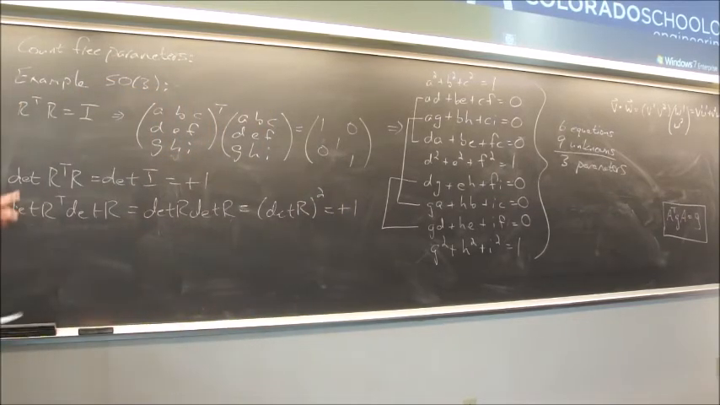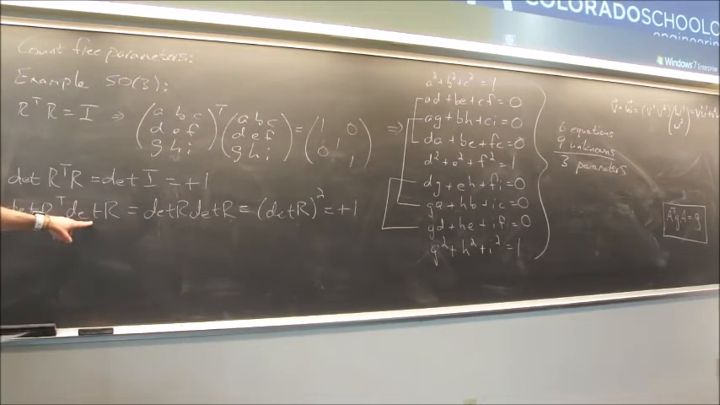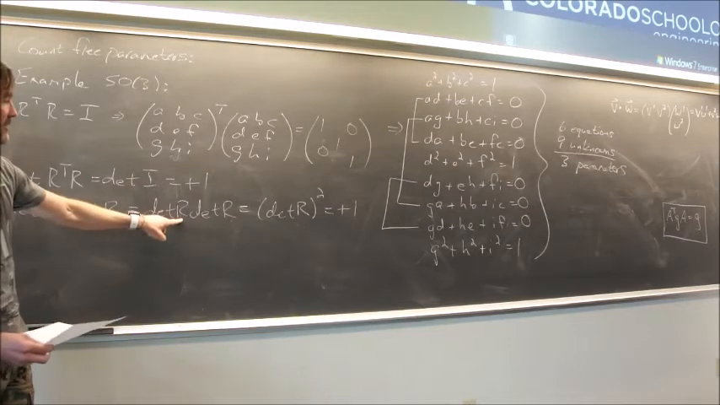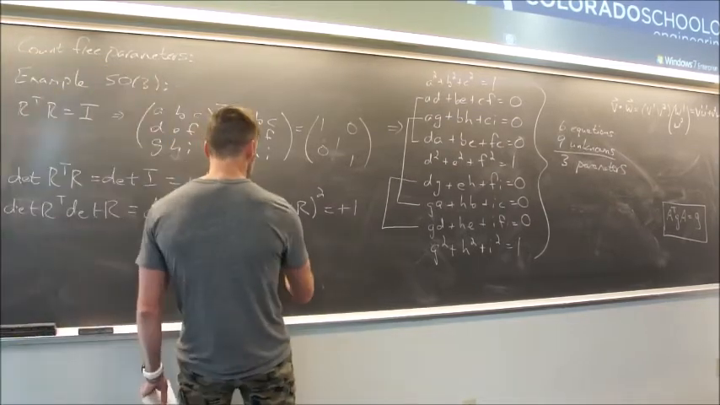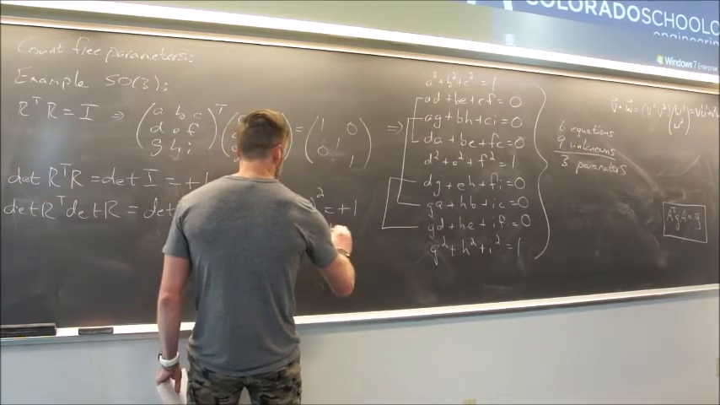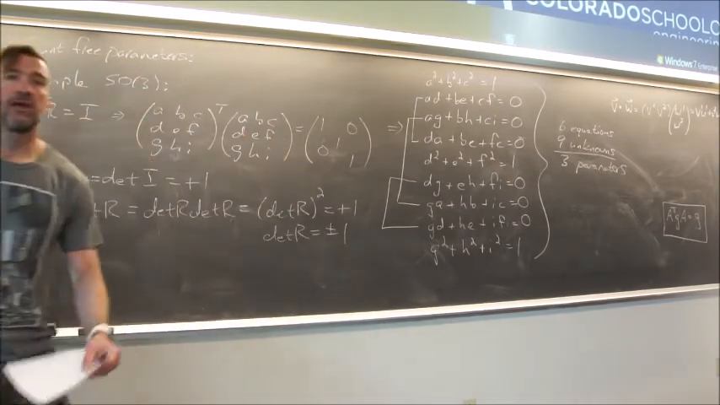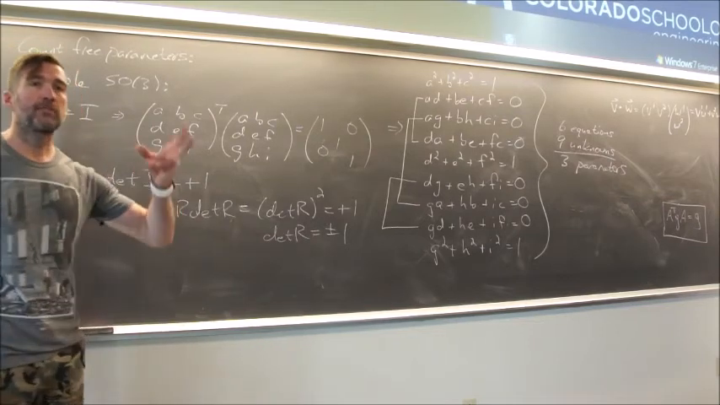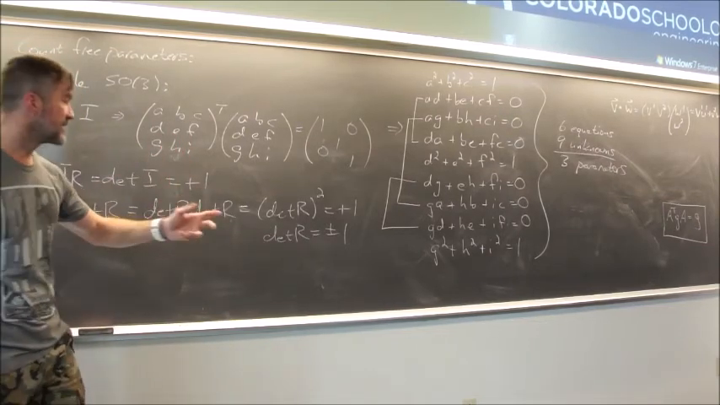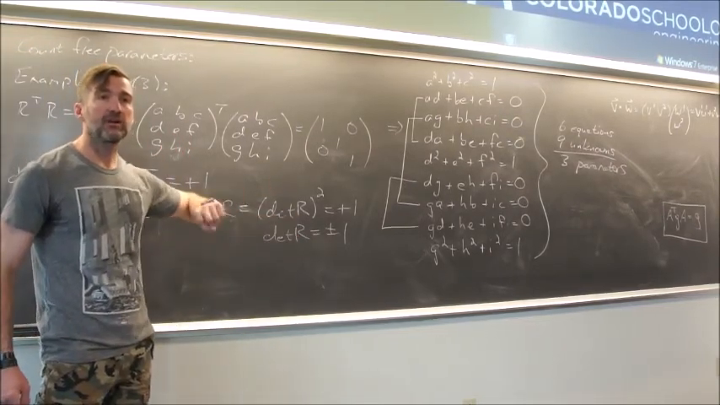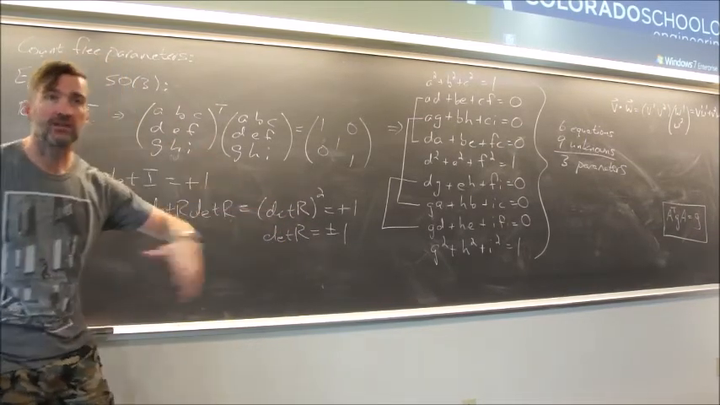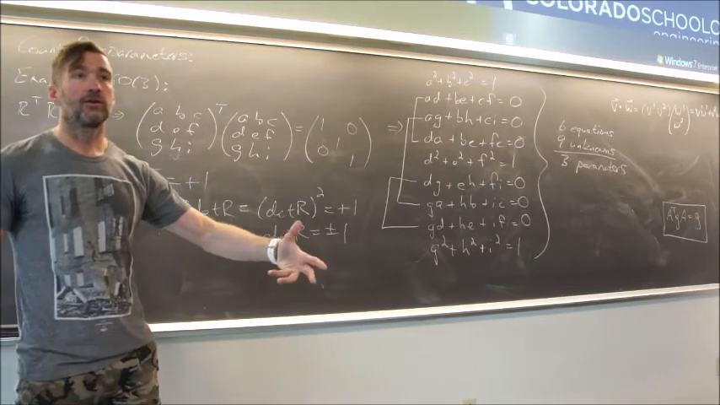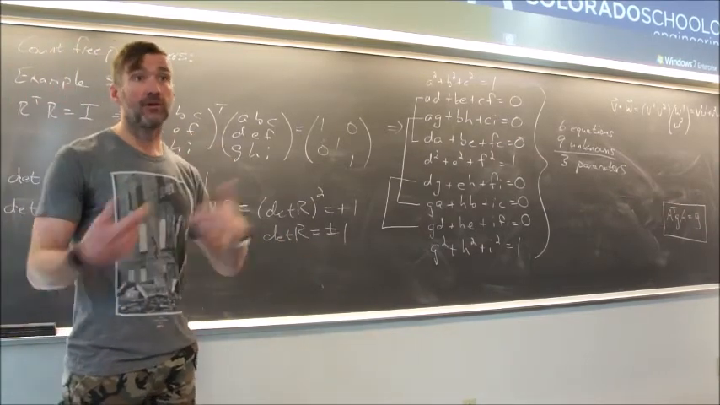So the determinant of this is the product of the determinants, but the determinant of the transpose is the determinant of the original thing. So this is just the determinant squared. If something squared is equal to plus 1, then this is equal to plus or minus 1. So what it means is when you pick your three parameters, the only thing you have to pay attention to is that the determinant is plus or minus 1, but it's disconnected. You can't continuously change the determinant. Your numbers are either going to have minus 1 or plus 1 determinant.